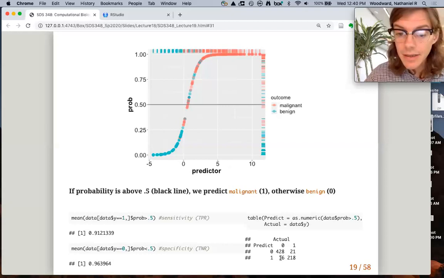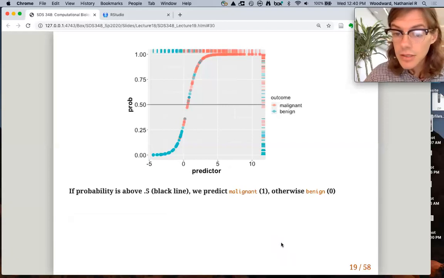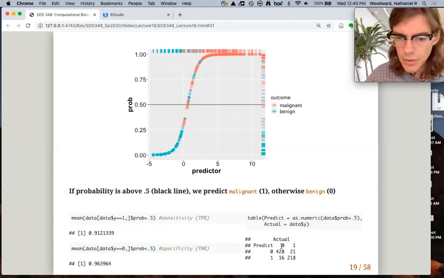The 16, right, are just the error in the opposite direction. Those are your false positives. They're actually 0, so they're actually benign, but we're predicting that they're 1, that they're malignant, right? So these are the 16 blue dots up here. Cool. And then everybody else is correct, right? So the 0, 0s are your true negatives, the 218 are your true positives.